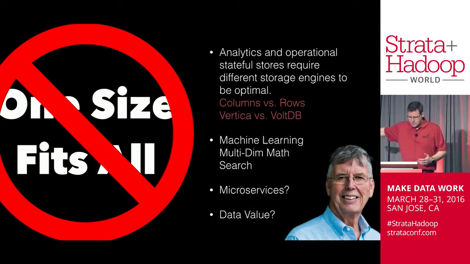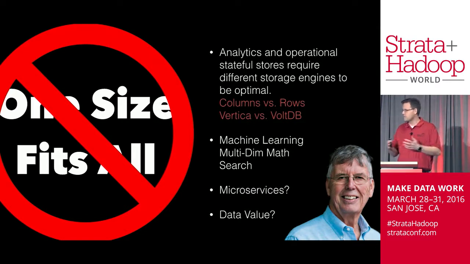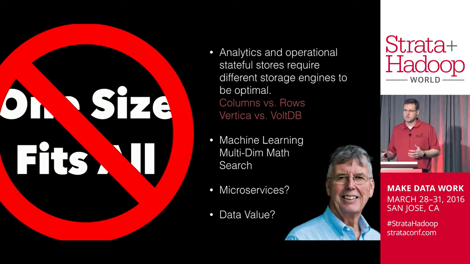My colleague and co-founder of Volt, Mike Stonebraker, is a big proponent that one size doesn't fit all. This is an idea that almost everybody accepts at this point. But say you've got analytics and operational data. These necessitate different storage engines to be more suitable. Analytics uses columns. Operations use rows. It's a Vertica versus VoltDB kind of view of the world. A big advocate for using specialized systems. Machine learning is another case where you want dedicated machine learning systems, multidimensional math, search. All of these things have their own specialized systems that can be better than the general purpose systems.